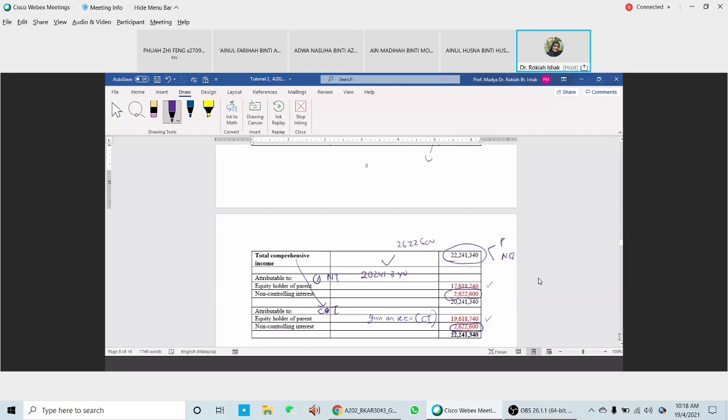So remember that when you have an item for comprehensive income, you're going to have two items that are attributable to. One is based on the net income. The other item is based on the comprehensive income. Okay, just check your answer, and then copy that one.